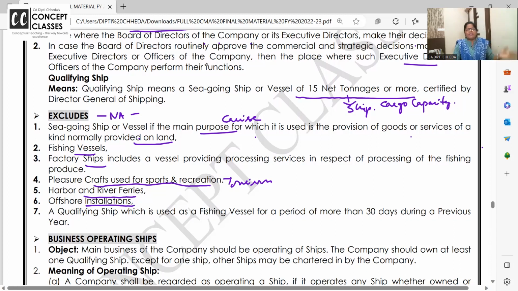Offshore installations, whenever in the Bay of Bengal, Arabian Sea, wherever crude oil is extracted, to extract the crude oil deep in the sea, we have put up the machineries and people are working over there, so they stay in ship. That ship is not eligible for the tonnage tax. Qualifying ship which is used as fishing vessel for a period of more than 30 days during the previous year. Ship is qualifying, but if it went for fishing for more than 30 days, then it is not applicable. Clear to all of you? Right. Check once. Small questions can be asked and 1 mark, 2 mark, 4 mark, we are putting our effort to get all marks.